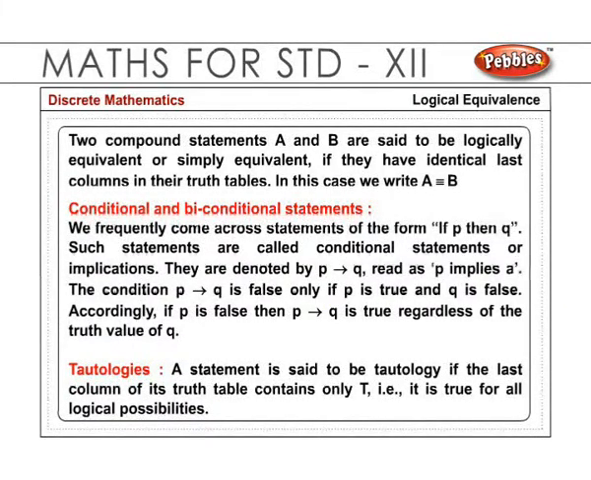Tautologies. A statement is said to be a tautology if the last column of its truth table contains only T. That is, it is true for all logical possibilities.